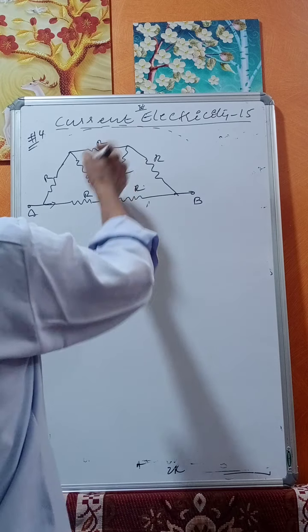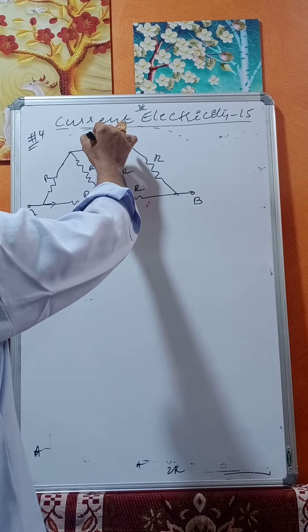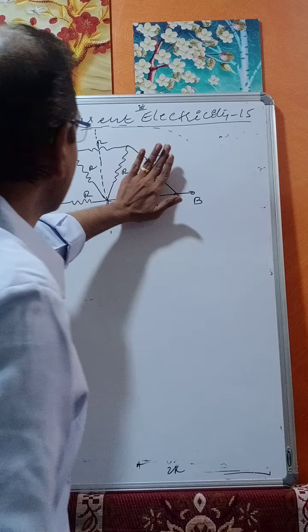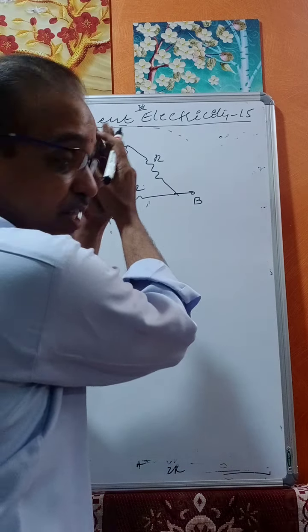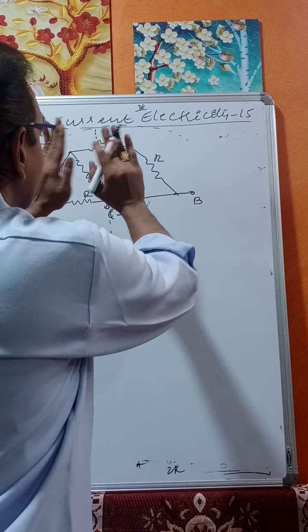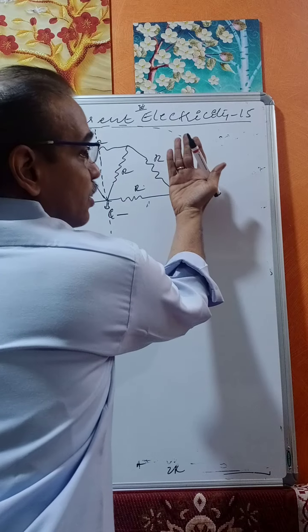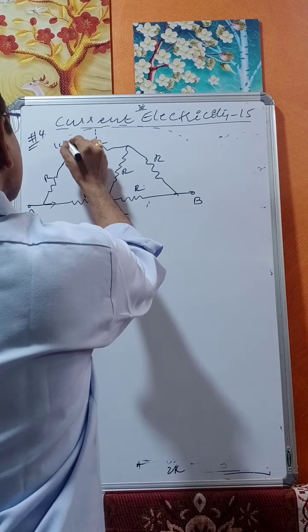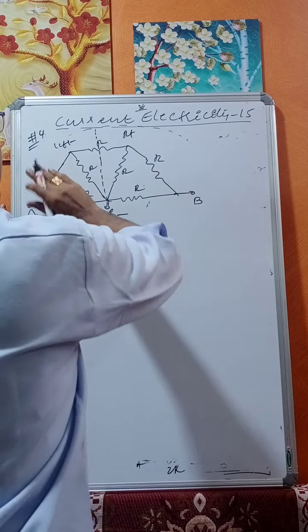Look at this one, let us split the circuit at this point, like this. Then what happens? This is a mirror type, isn't it? If you just fold this one and spread it, it is the same image as the left hand. The left side image is the same as the right side image.